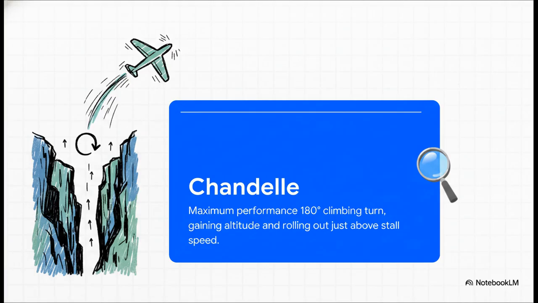You might be wondering, why even do this? Well, picture this. A pilot finds themselves boxed into a really tight dead-end canyon. The Chandelle is literally the ultimate, most efficient solution to completely reverse your direction in that confined space, all while gaining the safety of altitude.